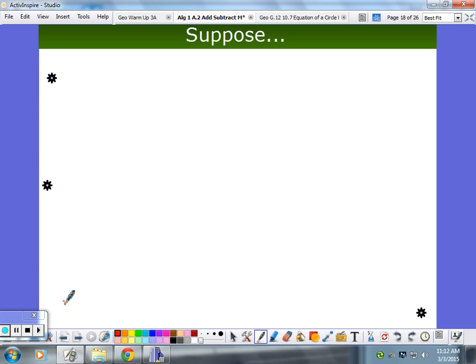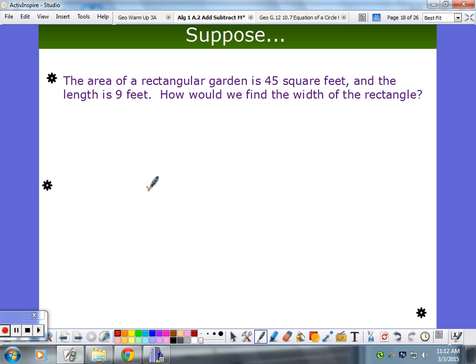Okay. We're ready for the good stuff now. We're going to do some division. Suppose the area of a rectangular garden is 45 square feet, and the length is 9 feet. What's the width? 5. Yeah, 45 divided by 9, because let's say the width is x, so 9 times x is 45, right? So we divide both sides by 9. So this would be 5, right?